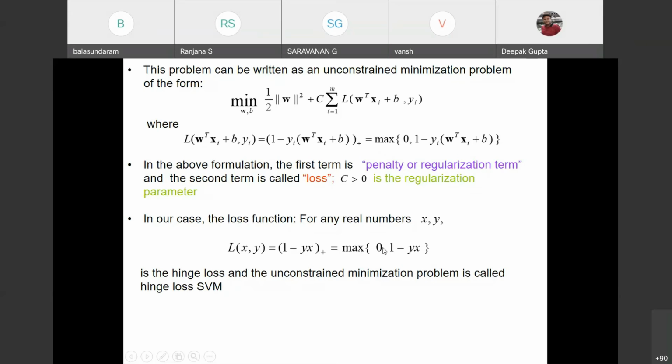In our case, the error loss function is the maximum of 0 comma 1 minus y times f(x), where f(x) is nothing but w transpose x plus b. This particular function, the maximum of 0 comma 1 minus y f(x), is called the hinge loss of SVM.